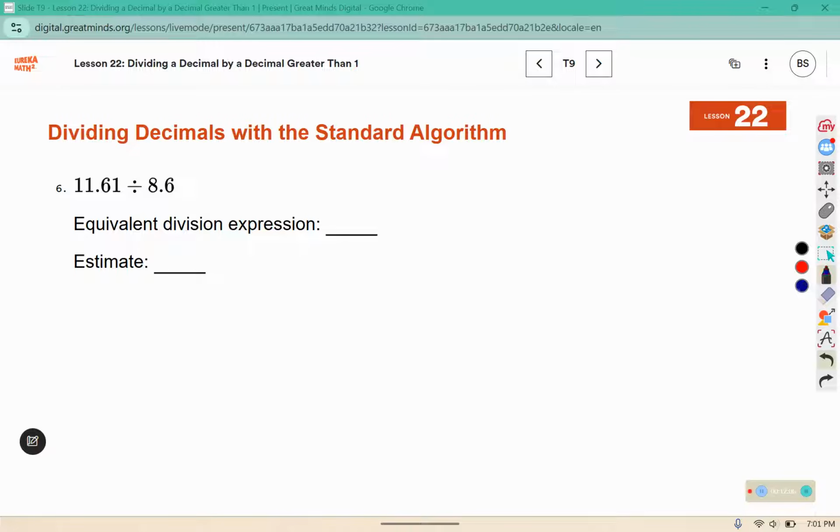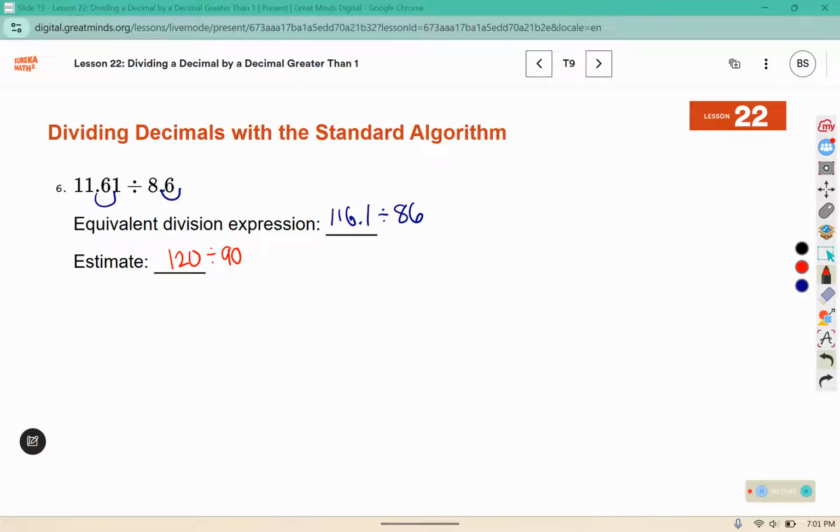Here we need to move the decimal 1 spot to the right to get the divisor to be a whole number, and 1 spot to the right for the dividend to create an equivalent expression. Now it's 116.1 divided by 86. This is approximately 120 divided by 90.